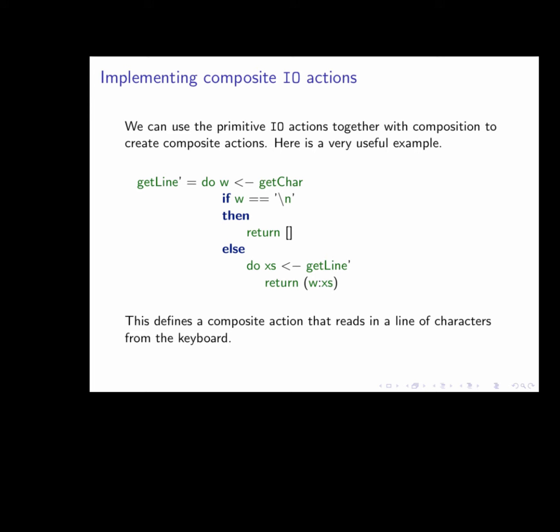So in this way, we see that we can read a line by reading every single character and finish by an end of line. So from this, we get a composite action that reads in a line of characters from the keyboard. This is actually built into the Haskell prelude, so we don't need to write it ourselves. It's there already. Let's see how this works out in practice.